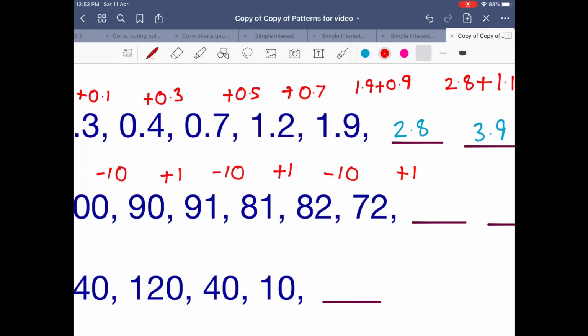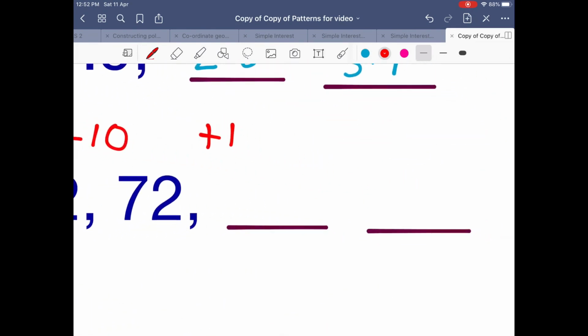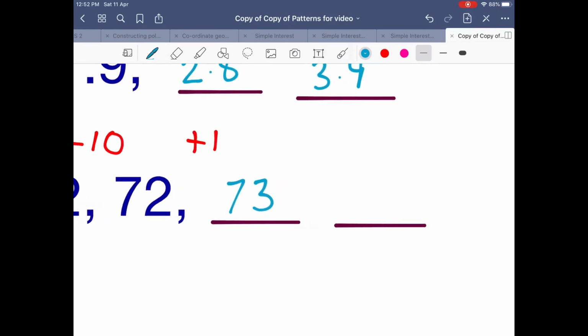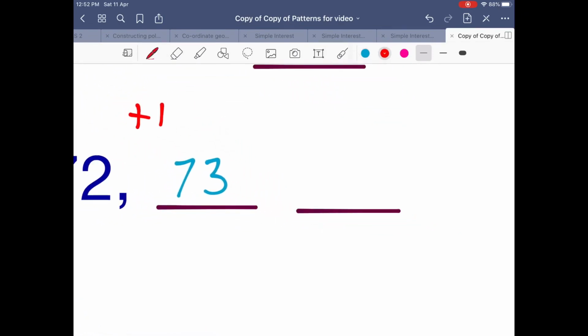So there's a pattern of minus 10 plus 1. So 72 plus 1 is 73. And 73 minus 10 will give me 63.